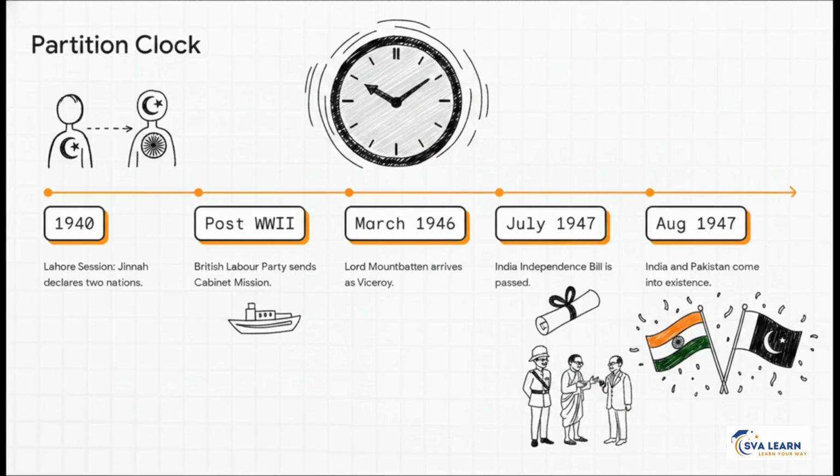Then, post-World War II, the new Labour Party in Britain wants to solve the Indian political problem, so they send over the cabinet mission. By March 1946, Lord Mountbatten arrives as viceroy with the specific goal of transferring power, leading to intense talks with Gandhi and Jinnah. This all culminates in the India Independence Bill being passed in July 1947. And finally, on August 15, 1947, the two independent nations are born.